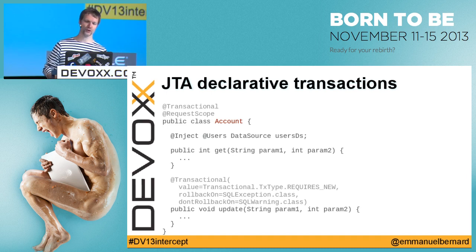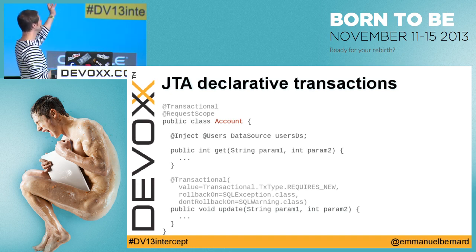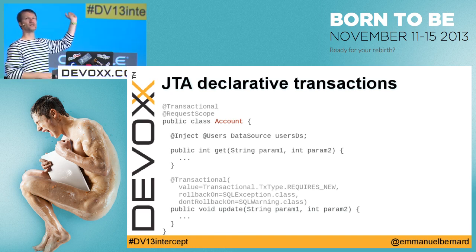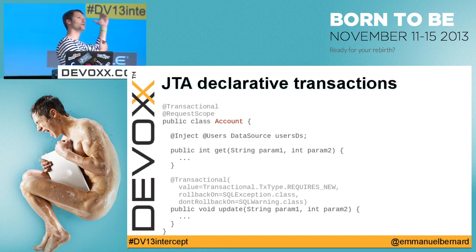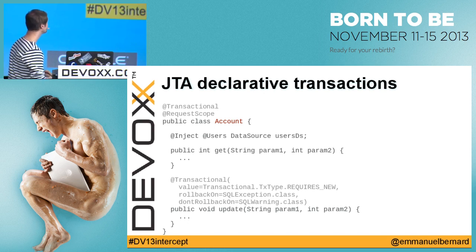So that works for the, here is the example. I did forget. So this is a CDI bean with request scope. We marked it as @Transactional, very much like an EJB. We inject some data source, which is transactional, hopefully. And when I call the get method of account, what happens is, if there is no transaction, a transaction is started, and then we call the method. If there is already a transaction, then we join it, and then we carry on.